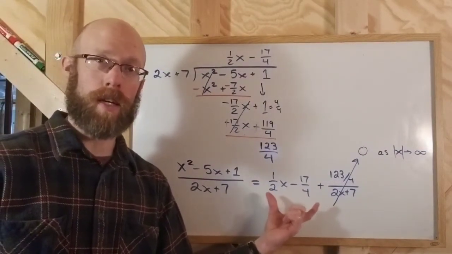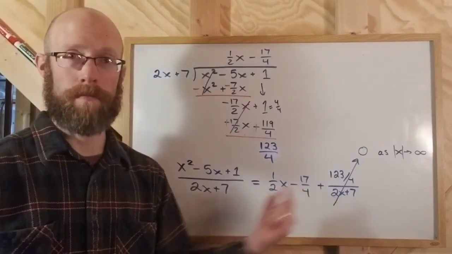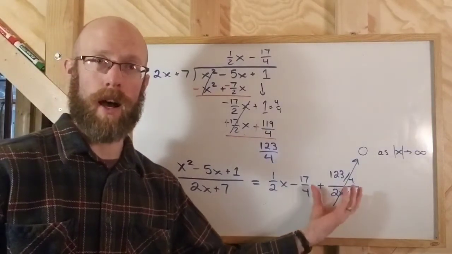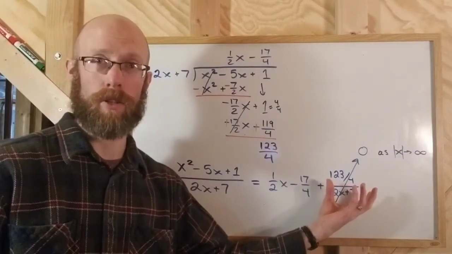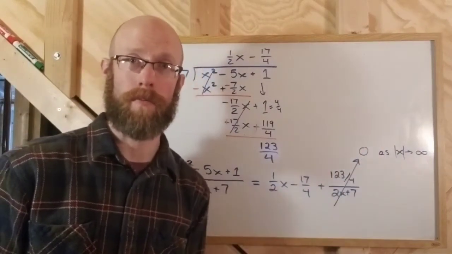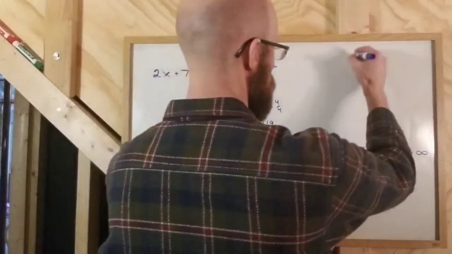This ends up being the oblique asymptote. Notice it's in slope-intercept form. Okay, so we have our oblique asymptote. It's everything that doesn't include this remainder term, because this remainder term is what goes to 0. Okay, what you end up with is a graph.